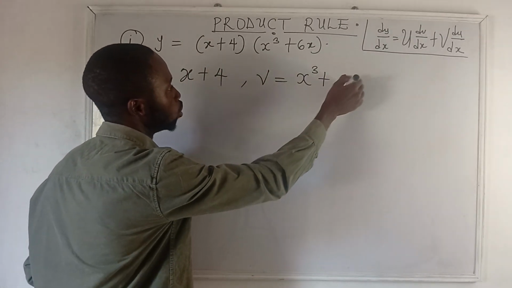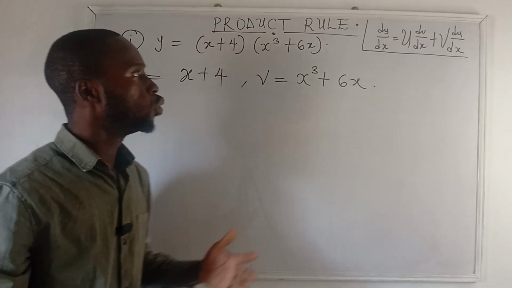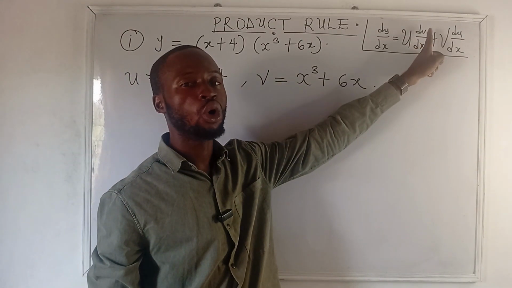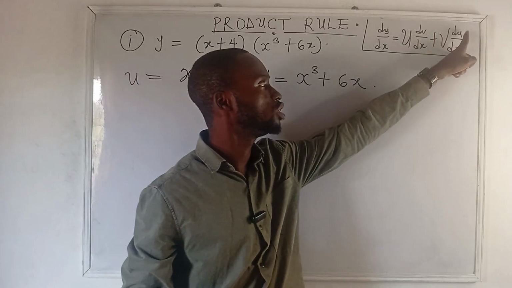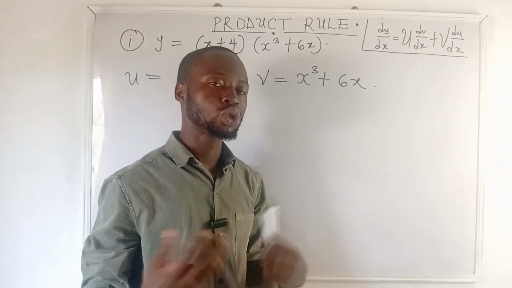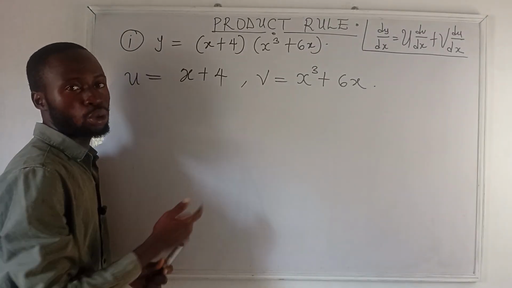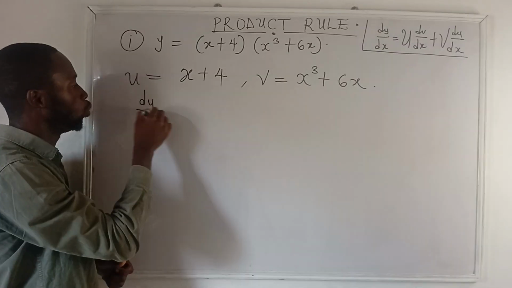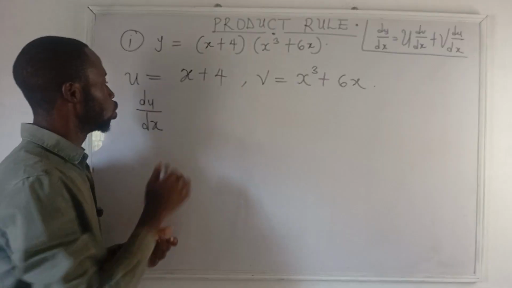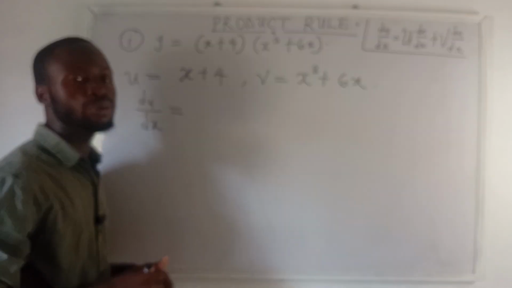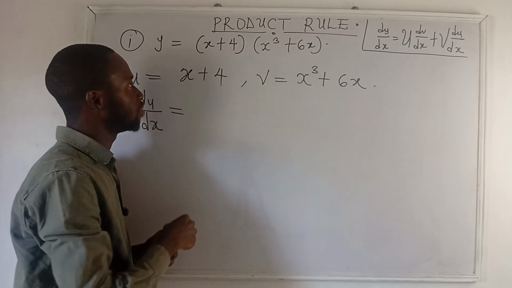x cubed plus 6x. Now, clearly from our formula, we notice that we need to differentiate v with respect to x, and also we need to differentiate u with respect to x. So we need to do that since we know u and v. So du dx is what we want to find now. So du with respect to x, that is, you are differentiating u with respect to x. So how do we differentiate?